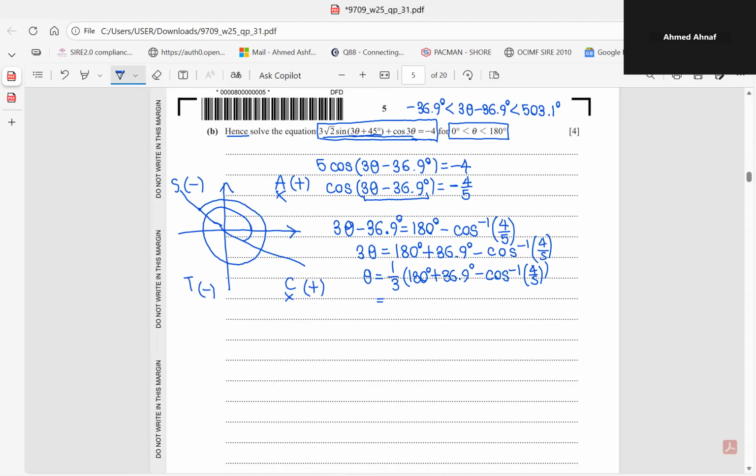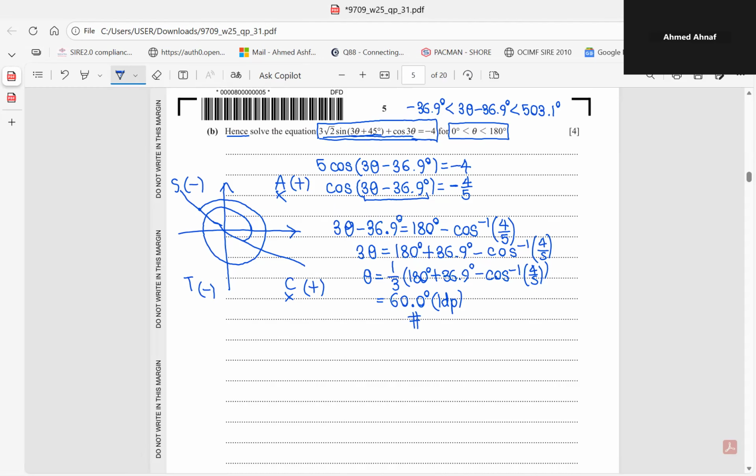So yeah, just type it into your calculator. 1/3 times 180 plus 36.9 minus cosine inverse 4/5. Okay, so we got 60.0 degrees to 1 decimal place. Yeah, so that's our first answer.